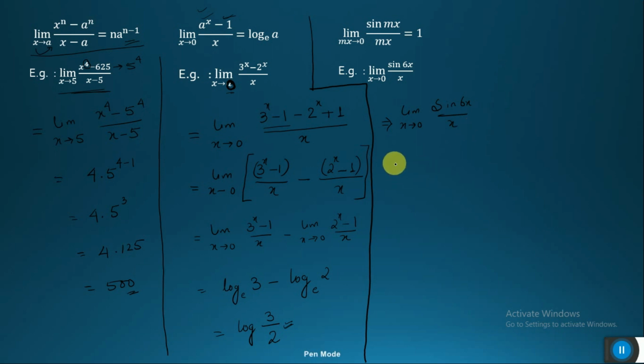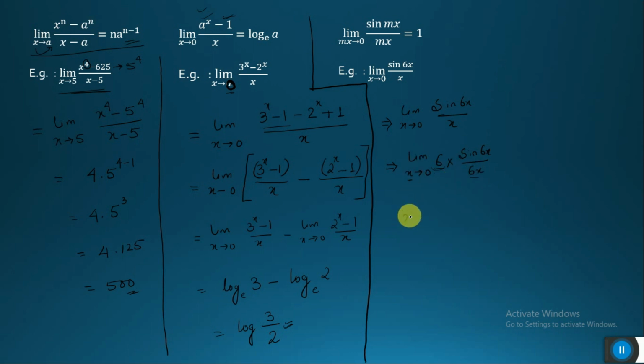Now can I do this? Limit x tending to 0, 6 multiplied by sine 6x by 6x. What I did is I multiplied and divided by a 6. But the problem is here, this should be 6x. Right? This is x, all should be x. If these are 6x, this should be 6x. Clear? Either way you have to see. If this is x, these have to be x. If these are 6x, this should be 6x. Whichever way you feel comfortable to change, you change that way.